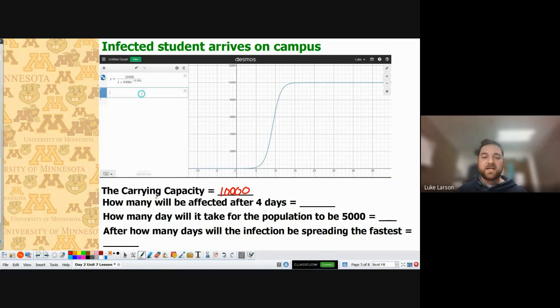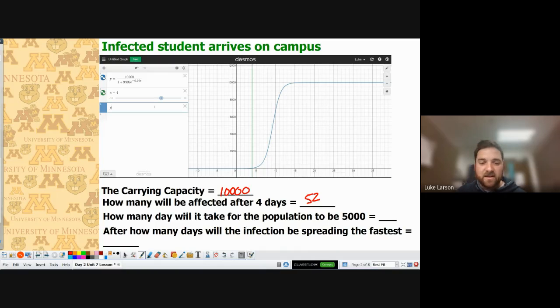All right, so how many will be affected after 4 days? Remember, 4 days, that's the x value. So all I need to type in is x equals 4, and then see where that crosses our function. So when x equals 4, the number is 52.189. We'll round to the nearest person, so that's 52. After 4 days, 52 students will be infected.